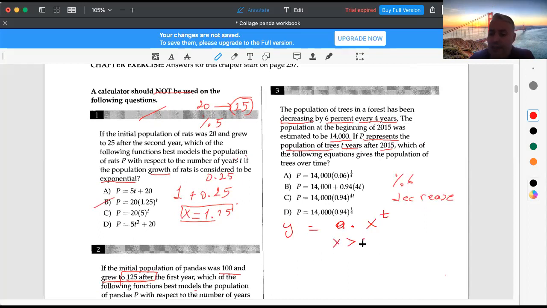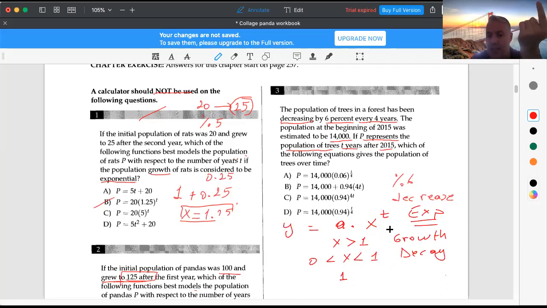If x is greater than 1, it's a growth. If x is between 0 and 1, it's a decay. We said exponential decay or exponential growth. Now, the rate is, if it's growth, 1 plus this increase as a percentage. If this is decay, same thing, 1 minus. So what is the percentage? It says decreasing by 6%. So 1 minus 0.06, I have to say.